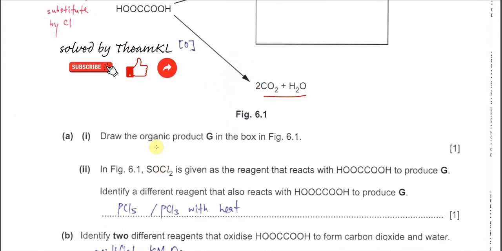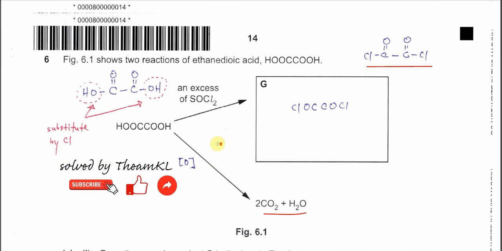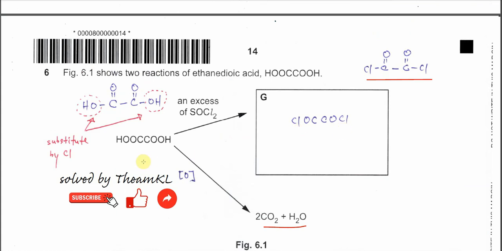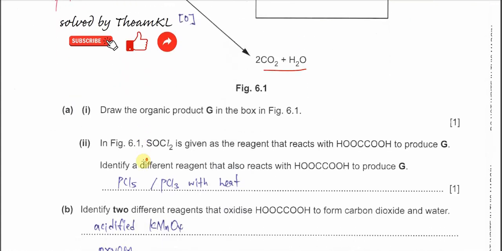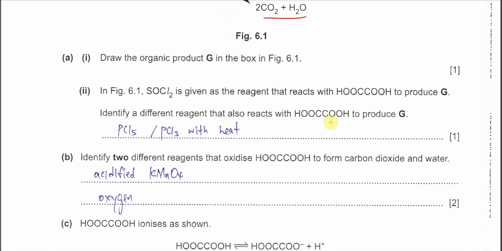Part A1, draw the organic product G. So we already did that. And another one: identify the different reagents that also react with this ethanedioic acid to produce G. We can use PCl5, and another one is PCl3. In the mark scheme, it's just PCl3. In the syllabus, actually, when we use PCl3 it must be with heat. So this part you have to be careful.